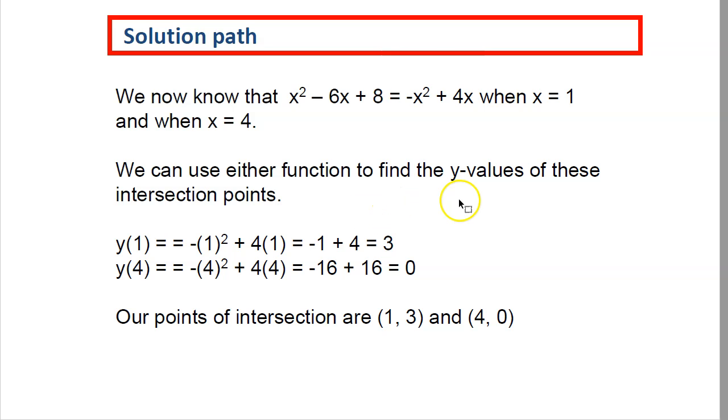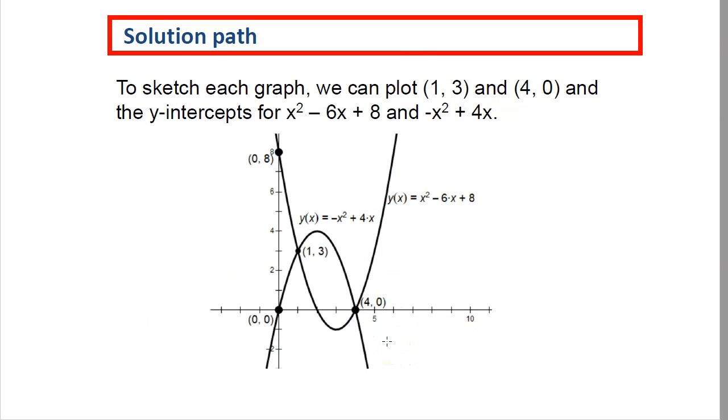We can use either function to find the y values of those intersection points. When we evaluate negative x squared plus 4x at 1, we get 3, and when we evaluate it at 4, we get 0. Our points of intersection are (1, 3) and (4, 0). To sketch each graph, we can plot those 2 points, (1, 3) and (4, 0), and the y-intercepts for each graph. So there's our pictured graph.